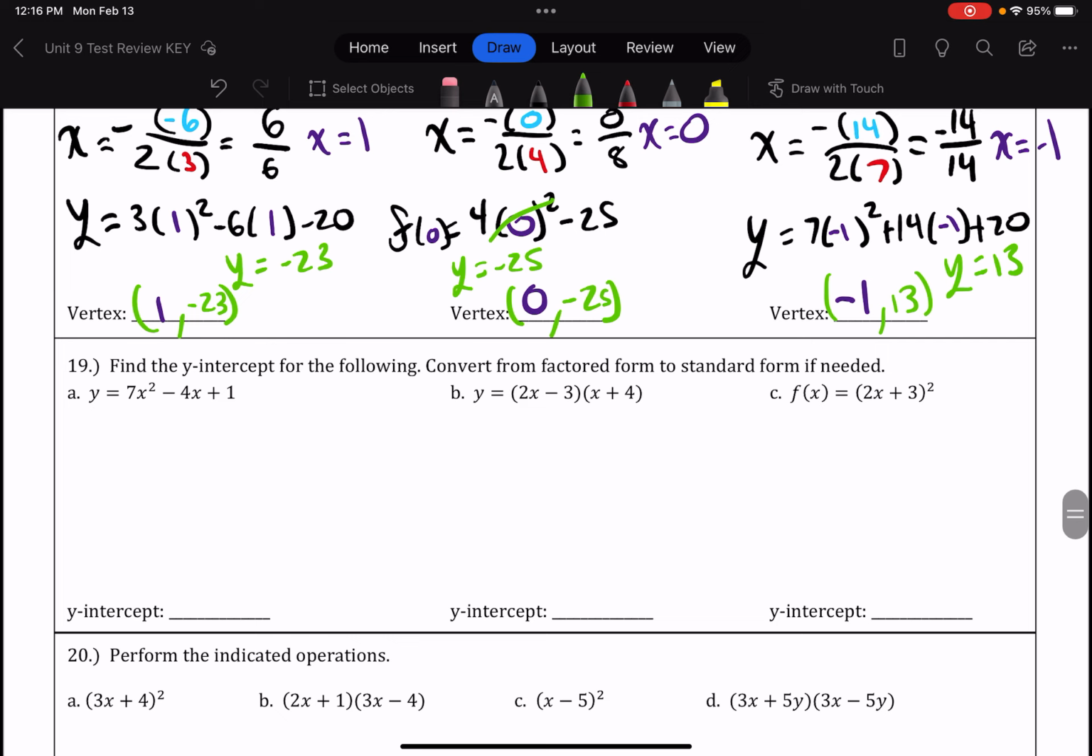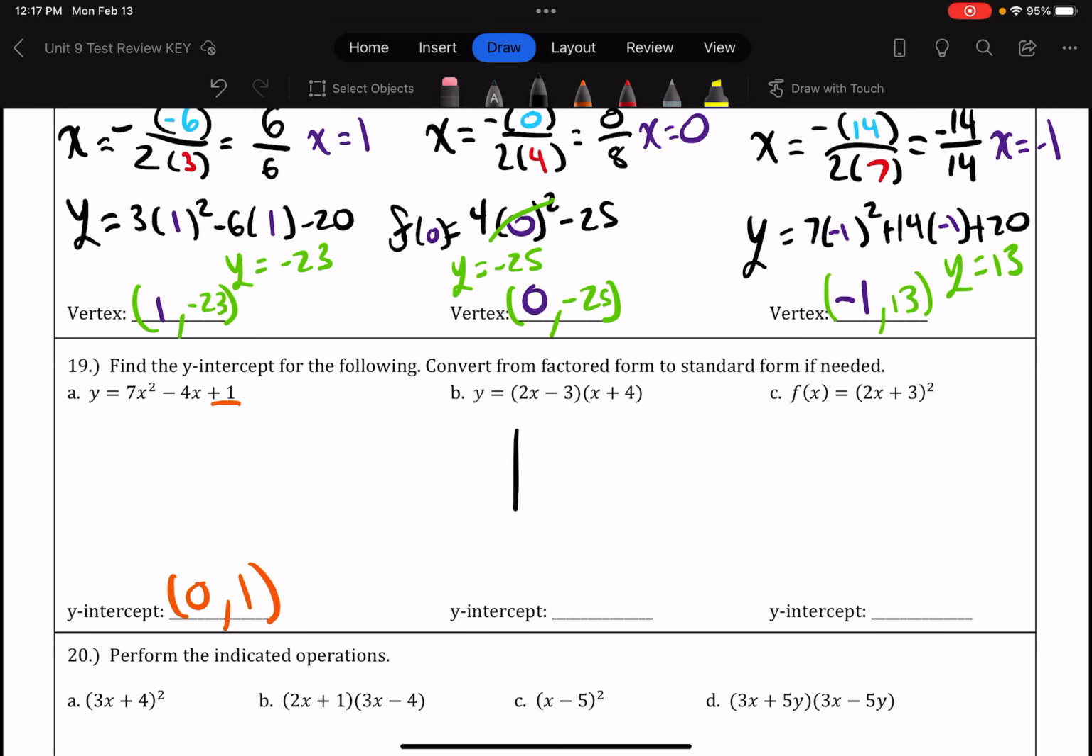All right, guys, next one is asking us to find the y-intercept of the following and convert from factored form to standard form if needed. So this first one is pretty easy. It's already in standard form, so my y-intercept is just going to be at 0, 1. I'm looking for that c value.